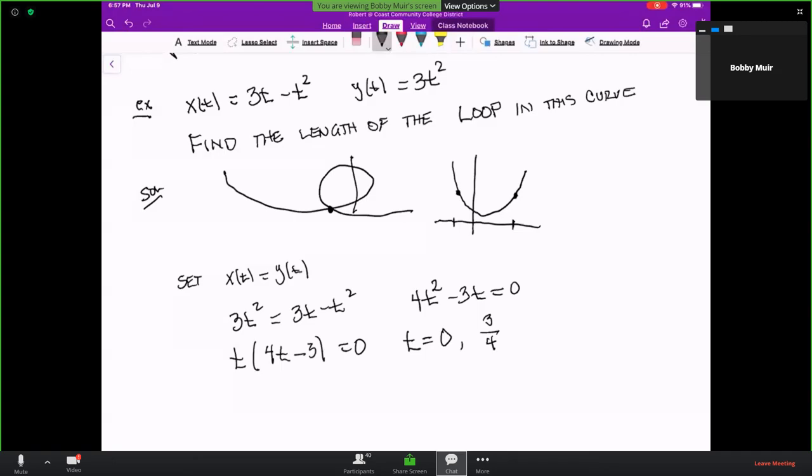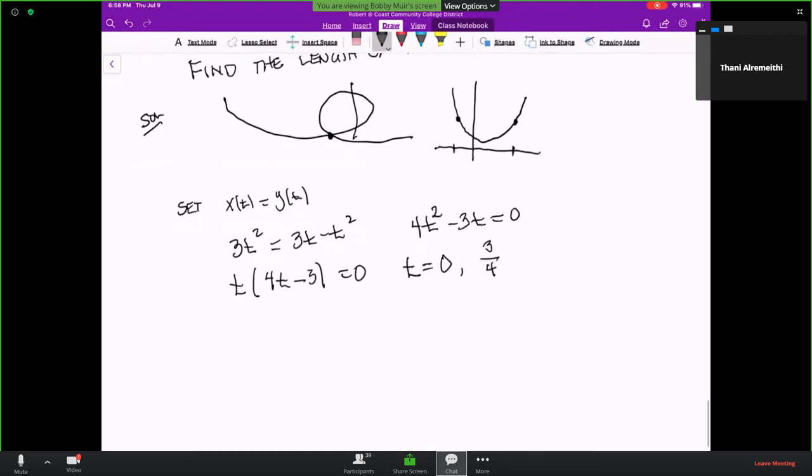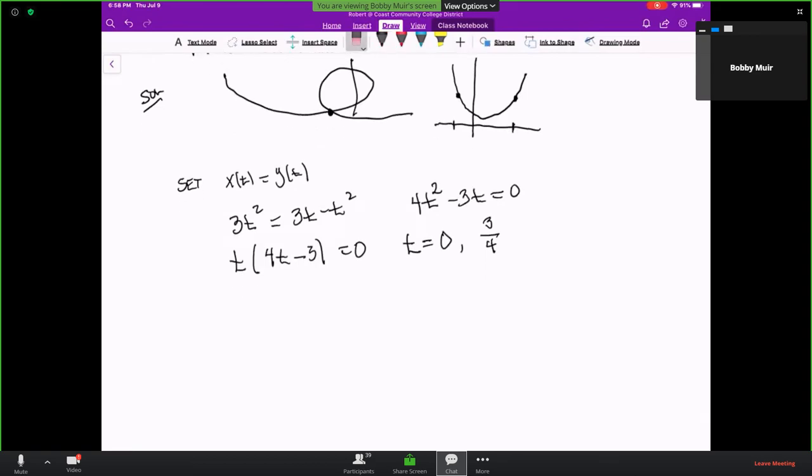All right. Okay, now what does this mean? That's where they cross. Let's see. At these two values of t, the x coordinate equals the y coordinate. That's what that means, right? So when t starts, okay, hold on.